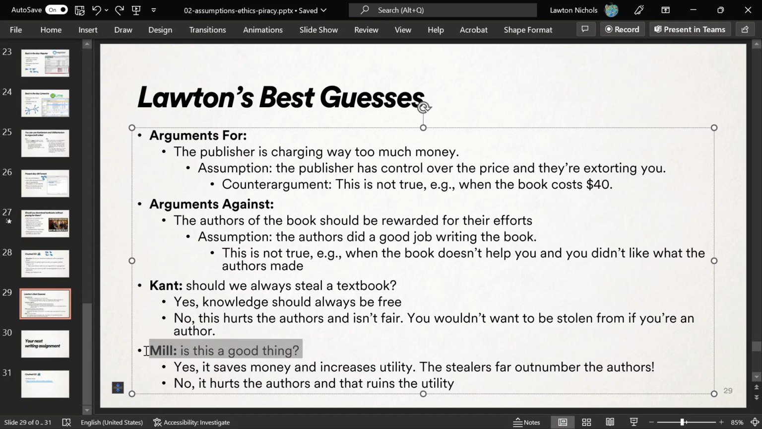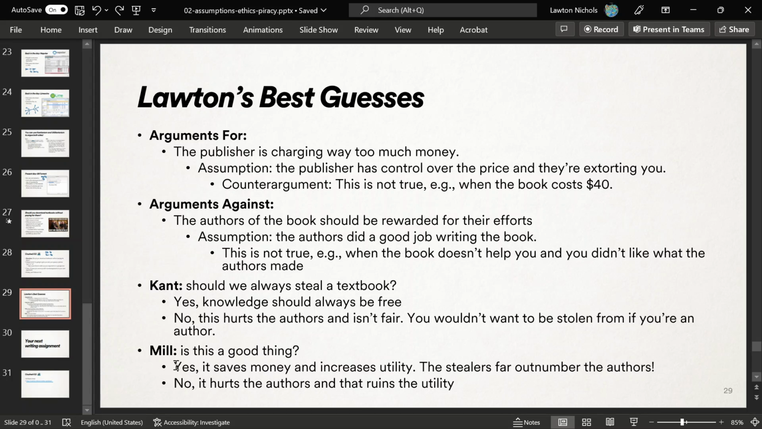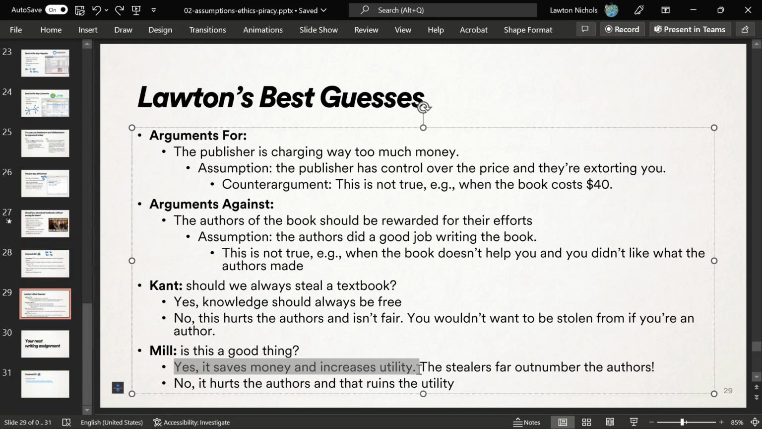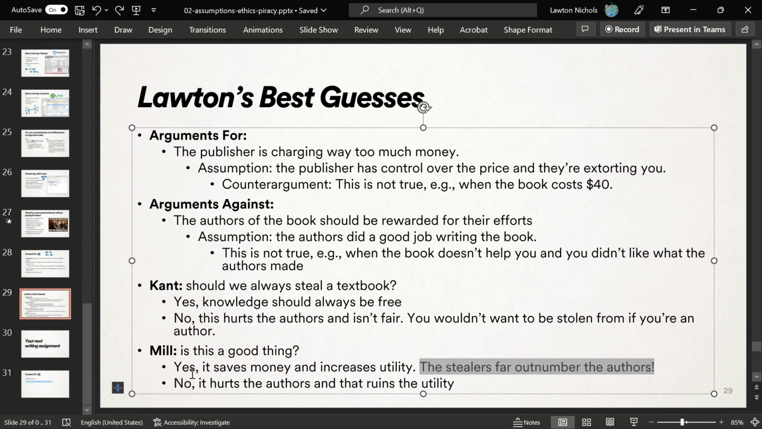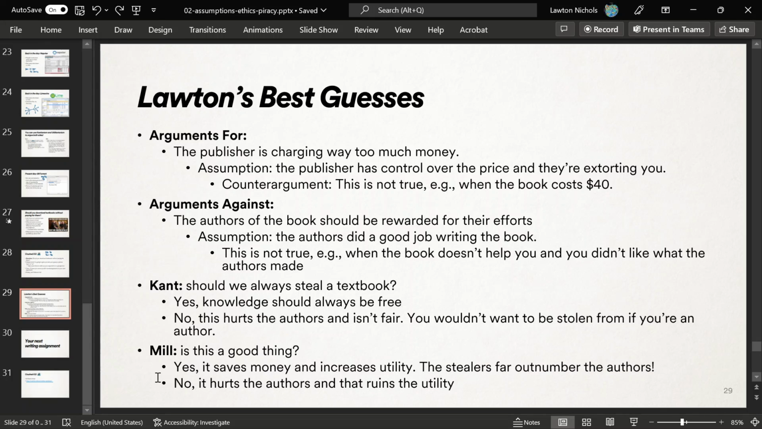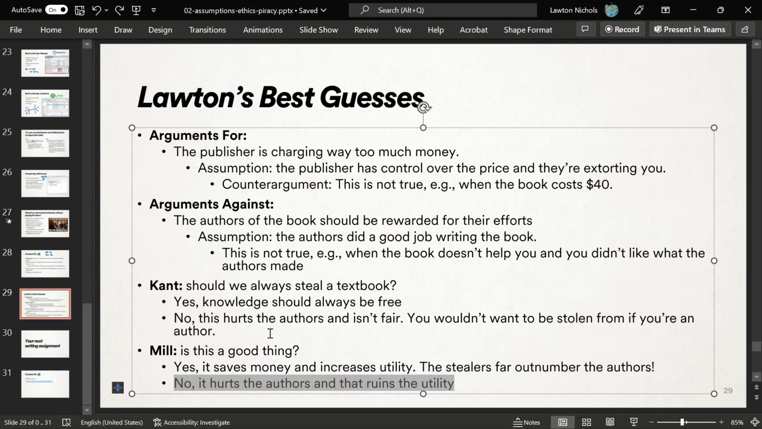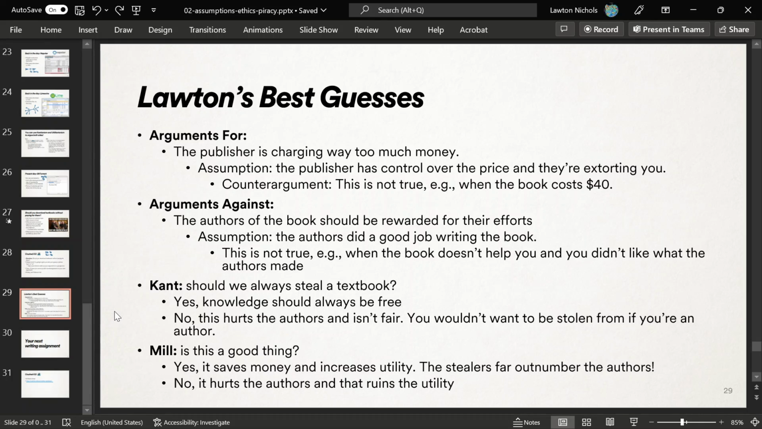And then finally, Mill would say, well, is this a good thing? Do we get utility out of doing this, out of stealing a textbook? And you make your pro-con list. Mill might say, yes, it saves money, increases utility because people have more money to spend on the economy or something because we're about to go into a recession. So yeah, the stealers are far greater than the authors, so we should care about them more, let's say. And again, you could turn that around and say, no, it hurts the authors, that ruins the utility because maybe we'll never have textbooks ever again if nobody wants to write them because they know they're not going to make any money. Okay? Any questions about that?